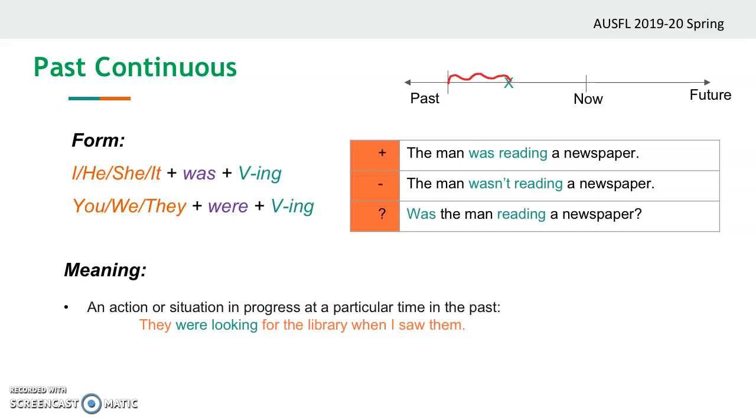Let's remember the meaning again. When we talk about an action or a situation that is not completed at a particular time in the past, we use the past continuous. For example, they were looking for the library when I saw them. The action look was not completed. It was in progress at that time in the past.